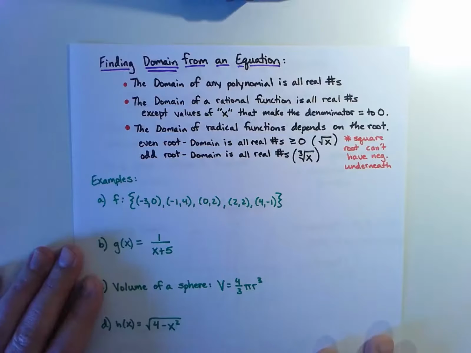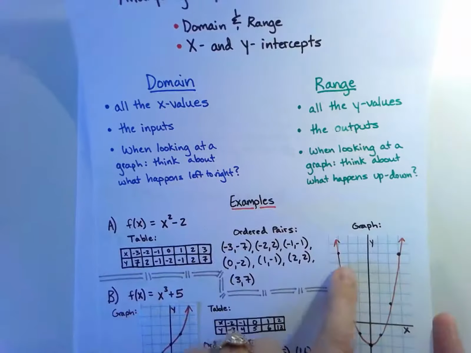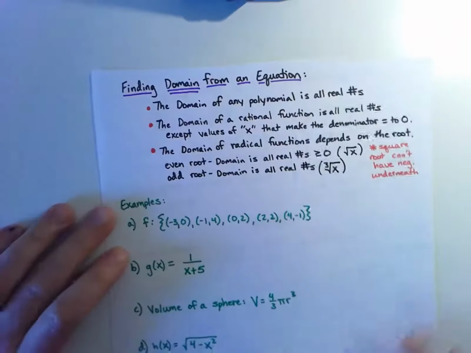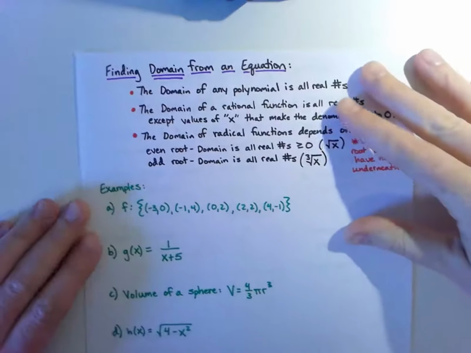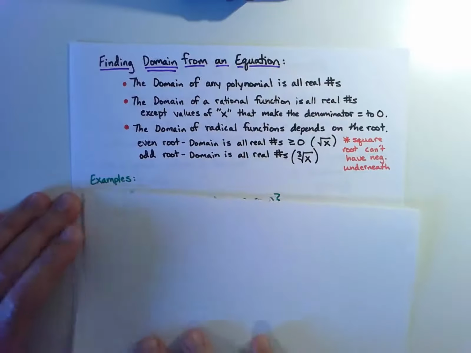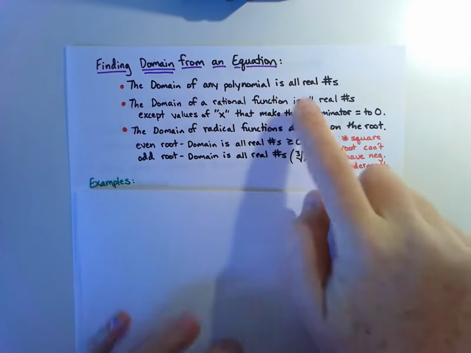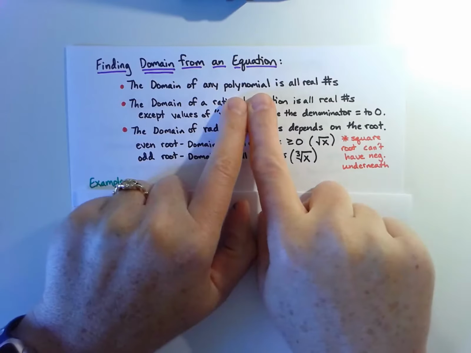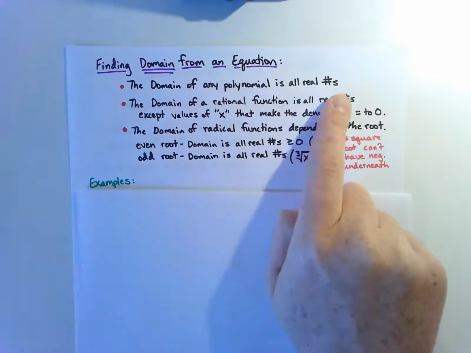Okay, so let's move on to just looking at domain from an equation, because we haven't talked much about that. We talked about table, ordered pairs, and graphs. So now thinking of just an equation, there are three main things that happen with any equation you would be given. The domain of any polynomial would be all real numbers. So whenever you see any polynomial, you know that's automatically going to be the domain of it.